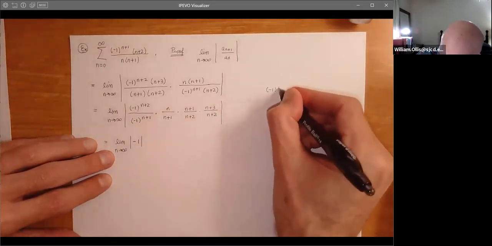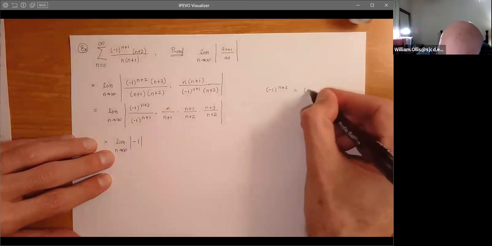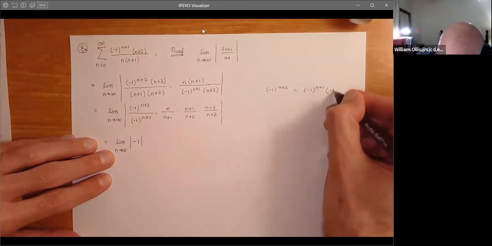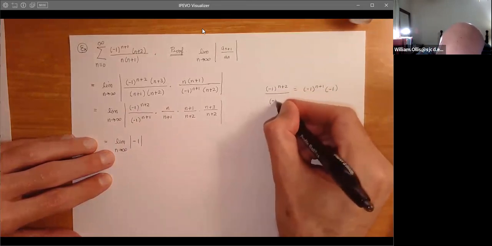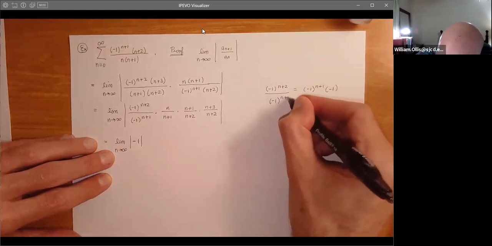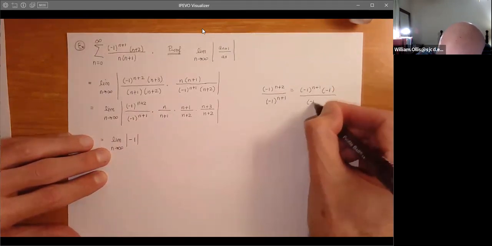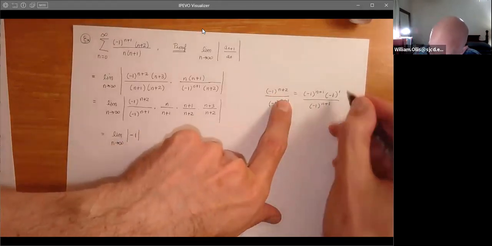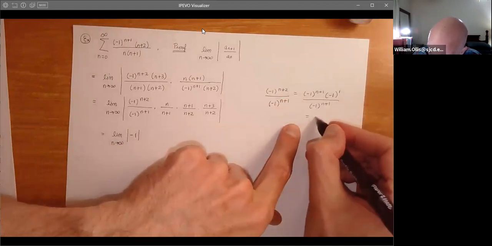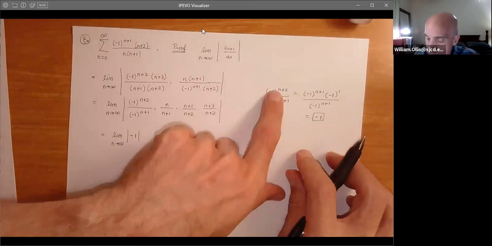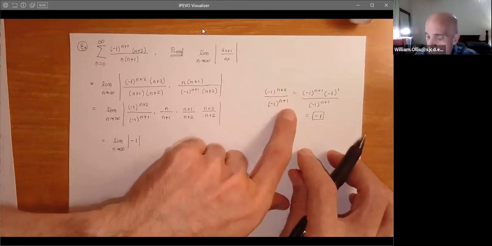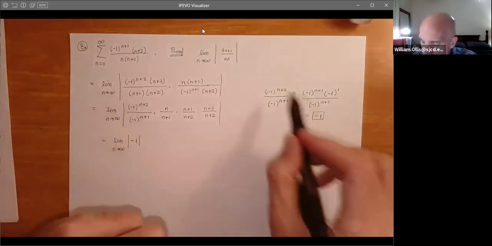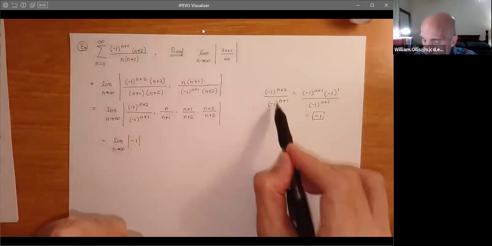Because again, negative 1 to the n plus 2 is just negative 1 to the n plus 1 times negative 1. So when we divide, and this is a common execution that goes on quite a bit with these types of calculations. So when we use the laws of exponents, you can put your 1 there, we see that these absorb and we're just left with the negative 1. So this is a type of algebra that you're going to see with the laws of exponents that occurs often with the negative one.